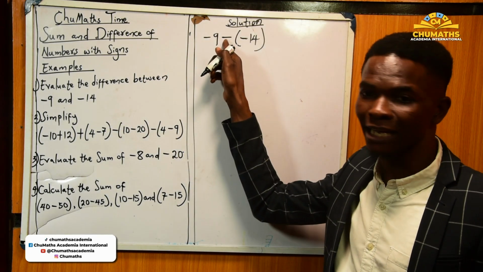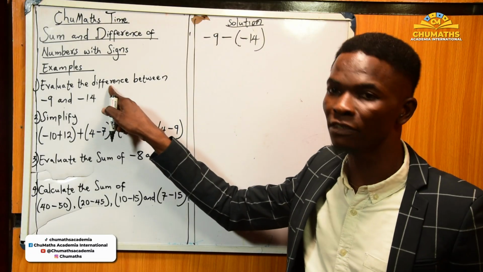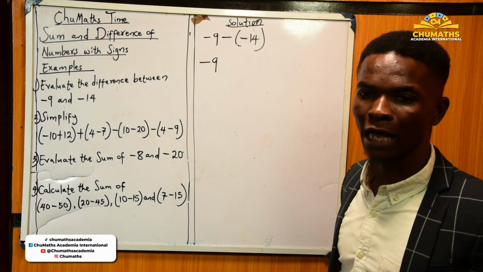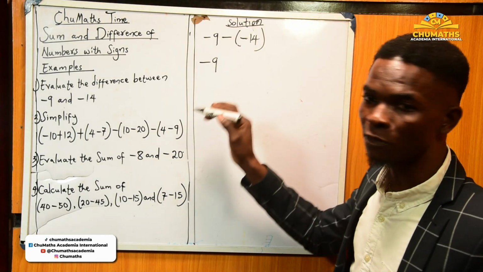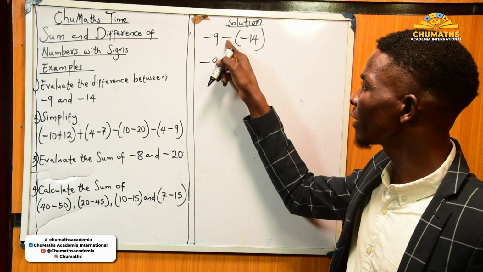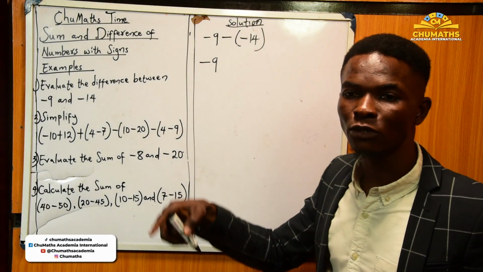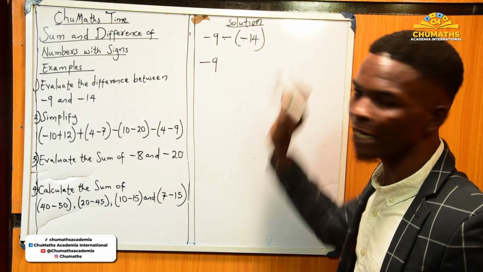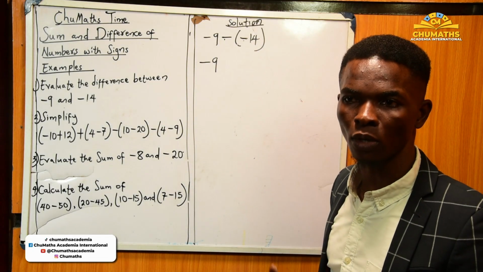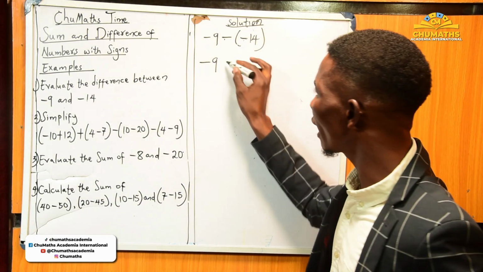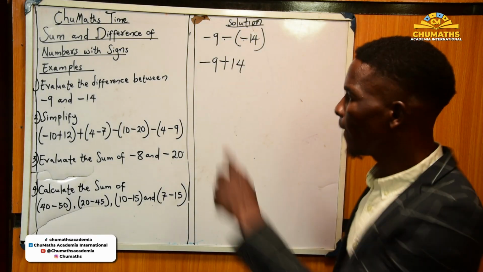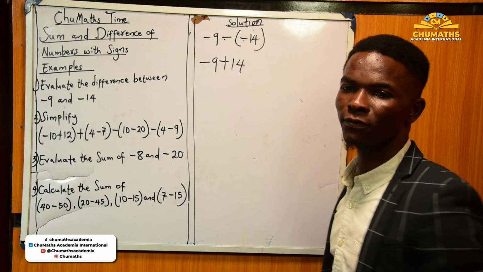This minus there is from the word difference. Now this is minus 9, and from our previous video on multiplication and division, whenever you write two signs together, you multiply those signs. So minus times minus, which we said in the last video, is plus. So we now have plus 14. Now, minus 9 plus 14.